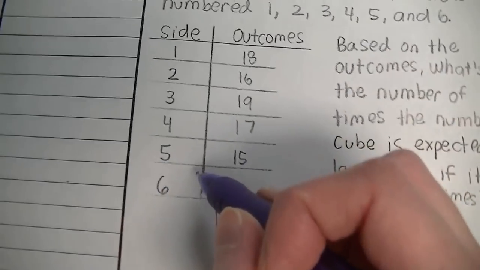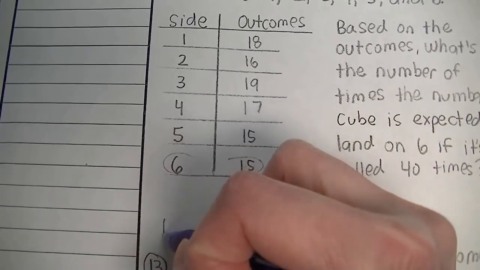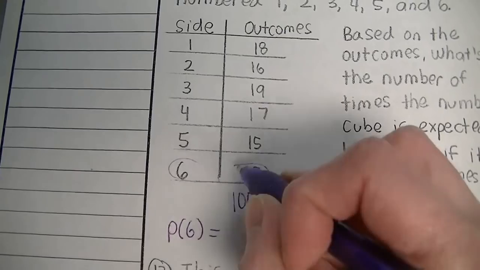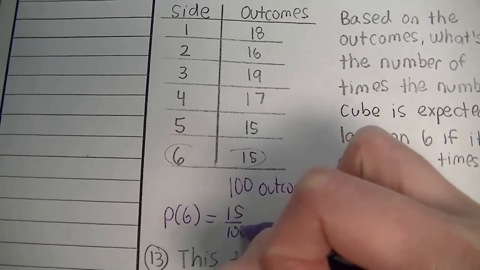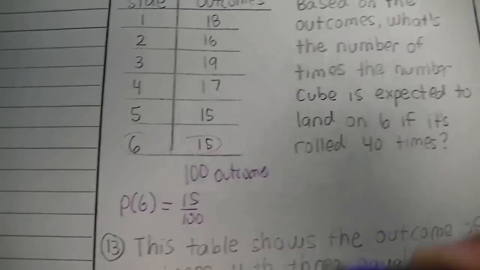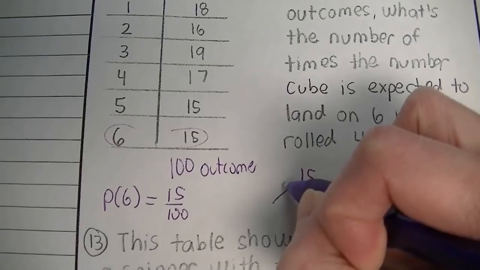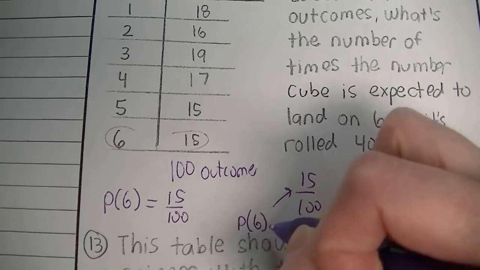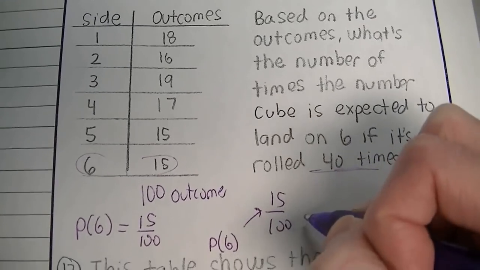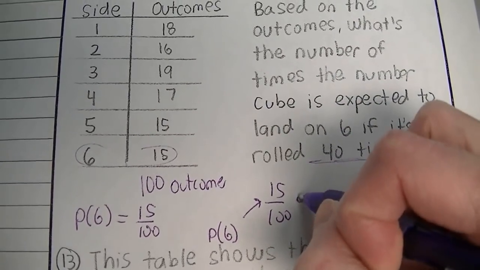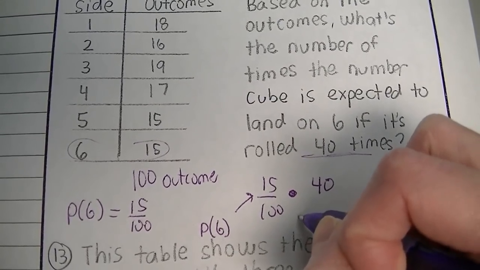So let's go ahead and narrow in on that 6 right here. So the probability of landing on 6 was 15 out of how many? 15 out of 100, okay? So 15 out of 100, that's the probability of landing on a 6. And again, we roll it, what, 40 times? So just like in previous examples, you're going to multiply that by 40. That's how many times you roll it. That's how many rolls.